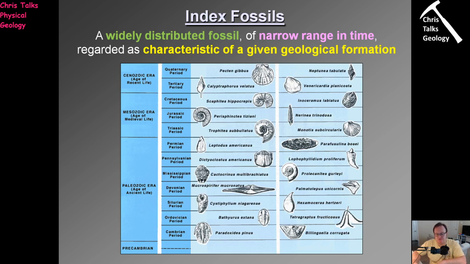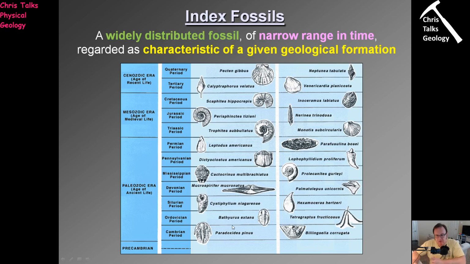So why are fossils really helpful to us? Well, the main power of fossils is using them to date stuff. So if we have a look at this diagram here, you can see here we have the Precambrian, we have the Paleozoic, Mesozoic, Cenozoic, and in this diagram they've selected some key fossils for each of the periods. So Cambrian, Ordovician, Silurian, Devonian, Mississippian, Pennsylvanian, Permian, Triassic, Jurassic, Cretaceous, Tertiary, Quaternary. And you'll see here a couple of very common fossils for each of these periods.